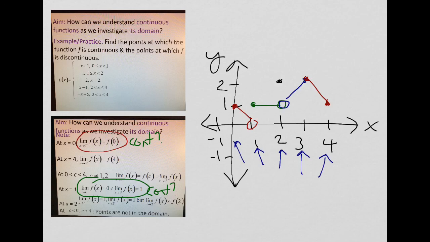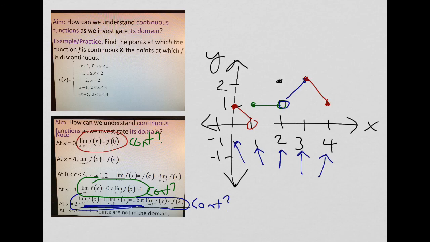No problem. So when x is 2, the limit of f of x as x approaches 2 from the left equals 1. The limit of f of x as x approaches 2 from the right equals 1. But the limit of f of x as x approaches 2 does not equal f of 2. So the limit exists. This is true, this needs to be examined, but it doesn't equal f of 2. So is it continuous still or not? So let's look at our next one.